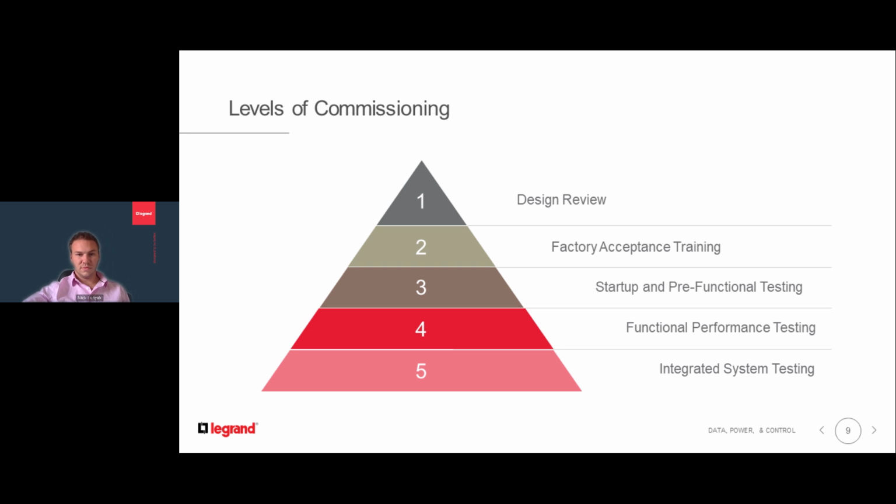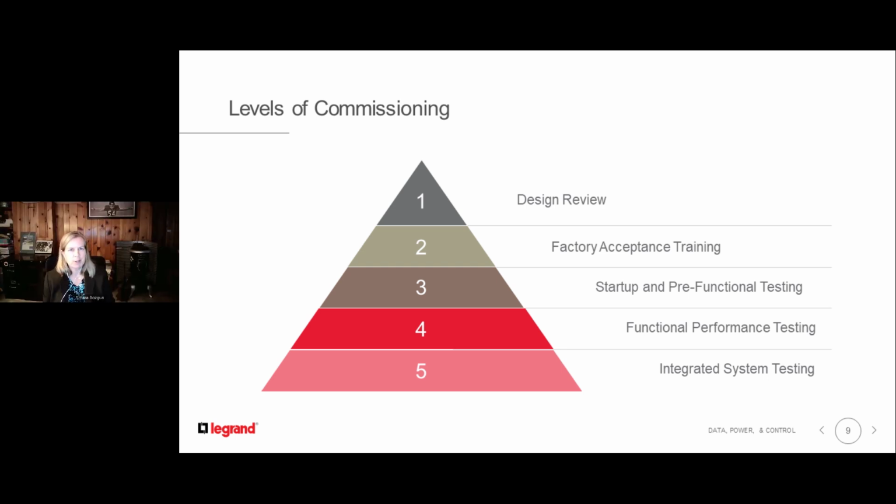Okay, so Nick, you talked about commissioning, you talked about testing. What about maintenance? What is NFPA 70B? Why is it important? What needs to be considered here?